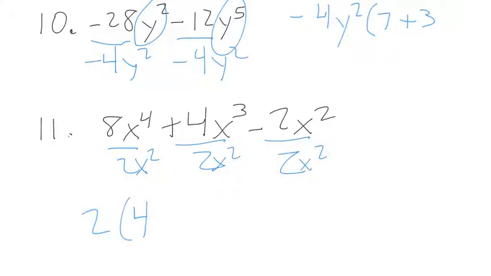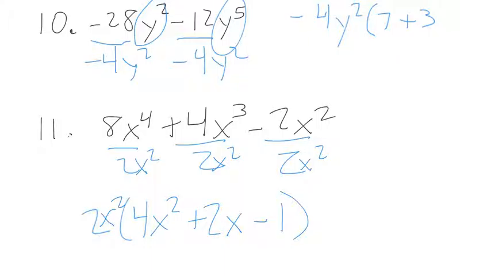So x to the 4th divided by x squared, we subtract the exponents. 4 minus 2 gives me 2. 4 divided by 2 is 2. X cubed divided by x squared is going to be x to the 1, which is just plain x. Negative 2 divided by 2 is going to be negative 1. And x squared divided by x squared is also 1, so you just get a 1 for that last term there. That's how we factor. And over here I should have the x squared because that's the GCF on the outside.